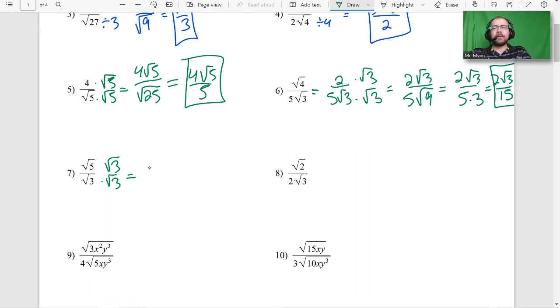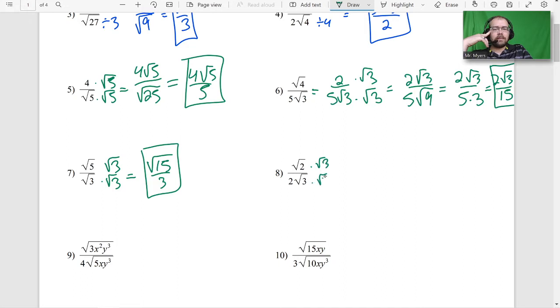I can times 5 and 3, and I get 15. 3 times 3 is 9. Now, for 5 and 6, what I did was I multiplied the denominator by itself. But when you multiply a square root by itself, it basically just cancels out the square root because it's the square root of 3 squared, which is 3. So I'm going to start skipping out that middle step from here on out. All right, and that's it for that one.